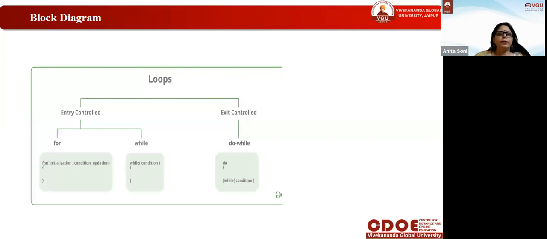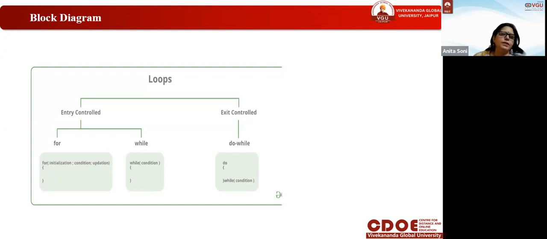Loops can be divided into two categories: entry controlled and exit controlled. In entry controlled, we have for and while. In exit controlled, we have do while. Now the syntax of the for loop. Inside the for, we have three statements: initialization, condition, and updation. And inside the body, whatever task you want to repeat, you can put that statement inside the for loop.